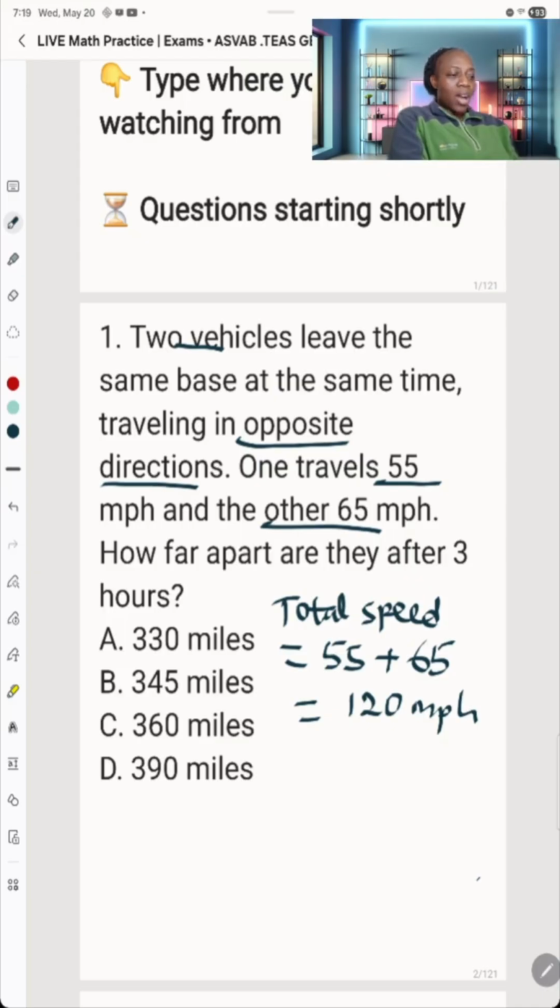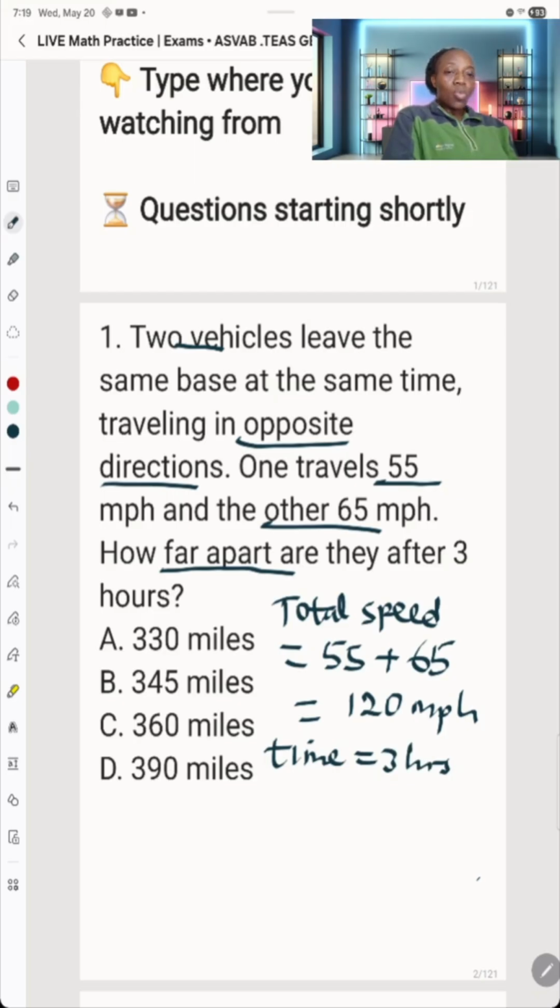Then what is the question asking for? How far? It means distance. How far are they after 3 hours? That means this 3 hours is time. So after 3 hours, how far are they? That means distance. We want to find the distance.